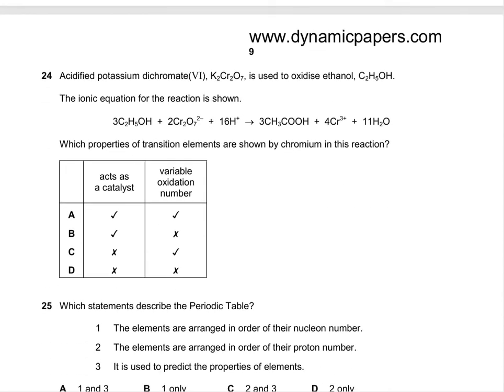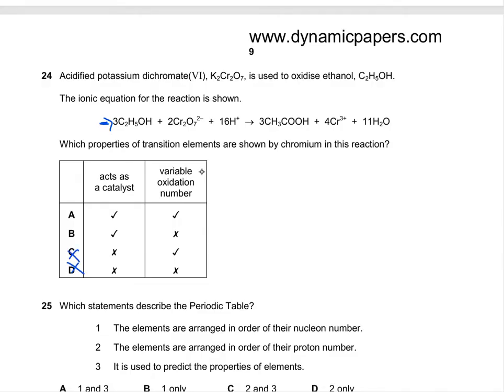Acidified potassium dichromate is used to oxidize ethanol. So it's an oxidizing agent. The ionic equation for the reaction is shown. Which properties of transition elements are shown by chromium in this reaction? Does this reaction show that chromium acts as a catalyst? Does it speed up the reaction? No, it does not. It doesn't act as a catalyst in this reaction. So it's not C or D.